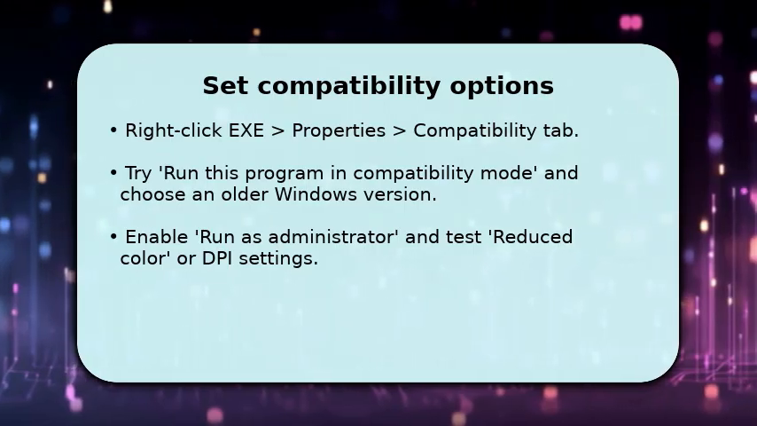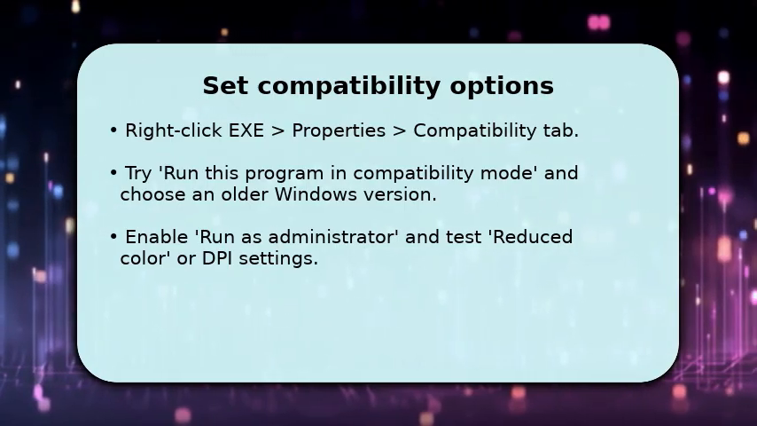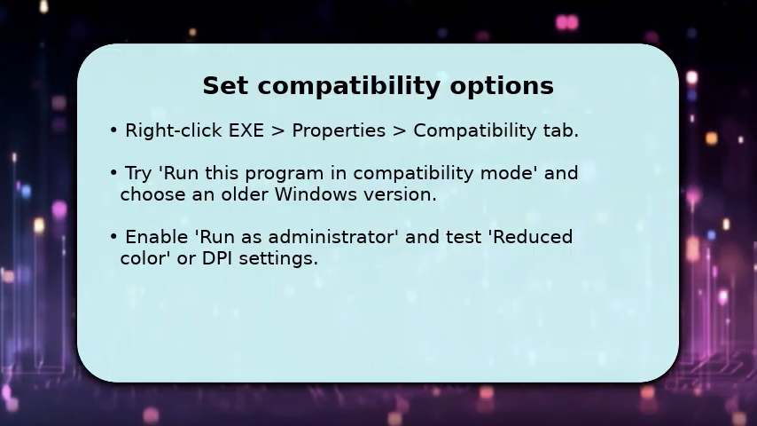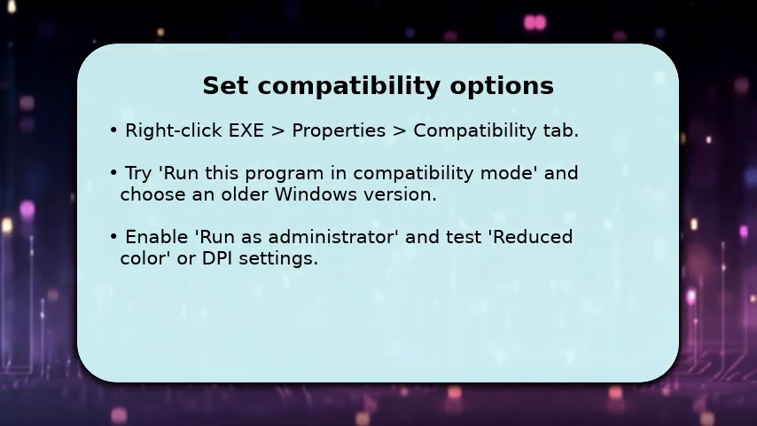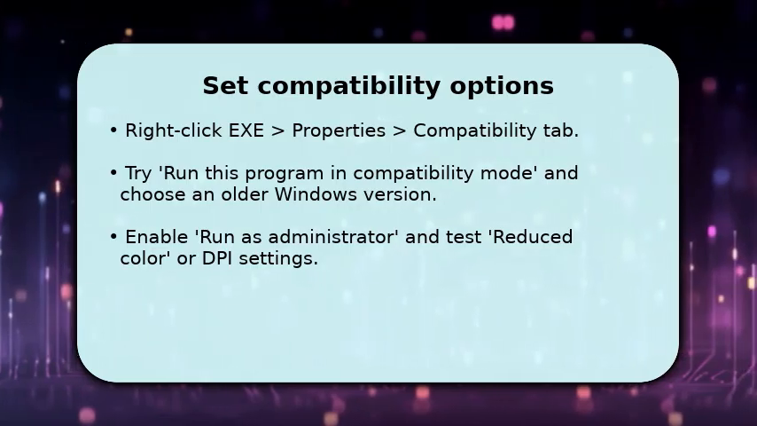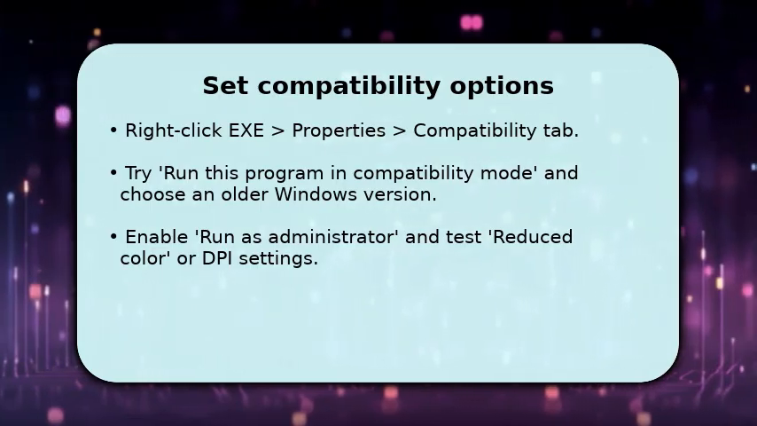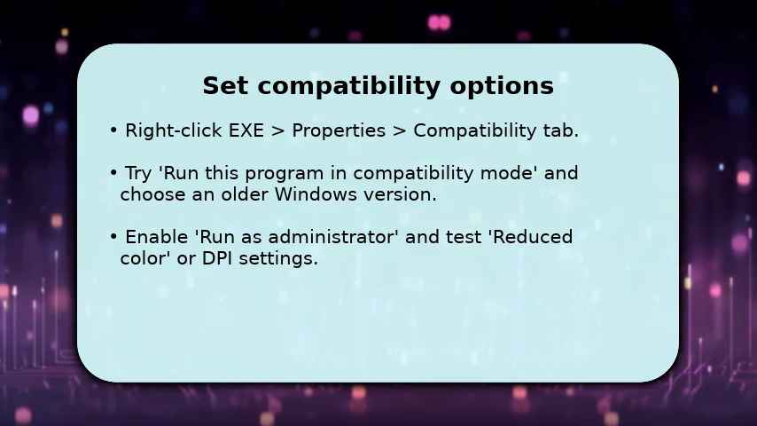Once done, enable Run this program as an administrator to prevent permission errors, and tweak DPI scaling or color depth if the UI looks wrong. Apply changes and note which options you set, so you can revert or iterate quickly after testing.